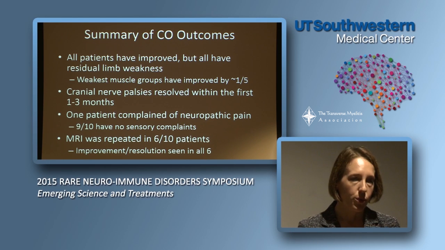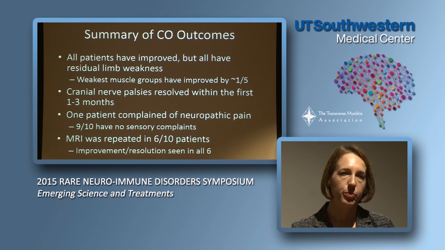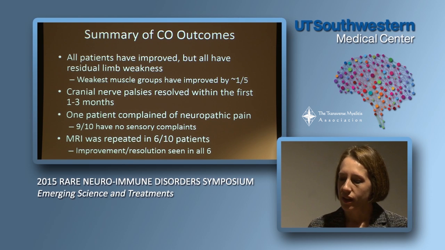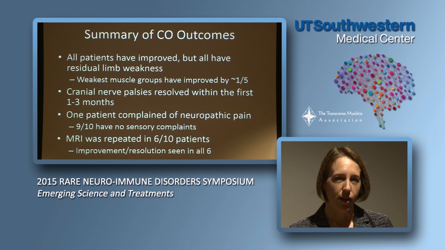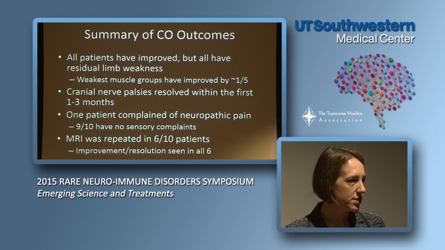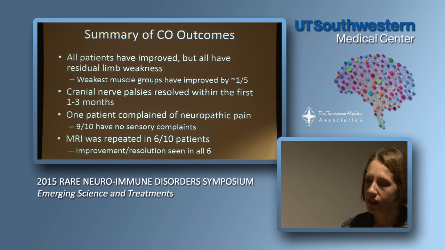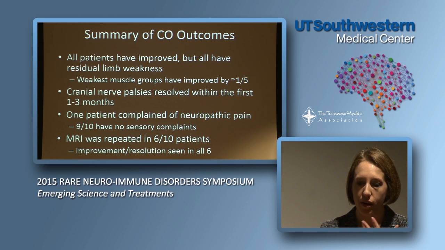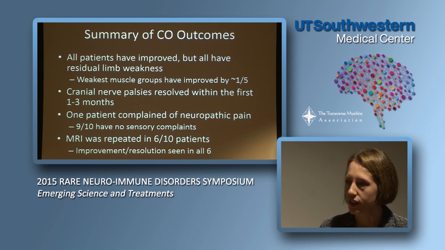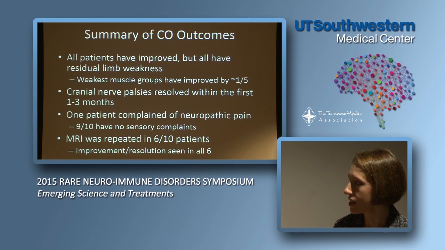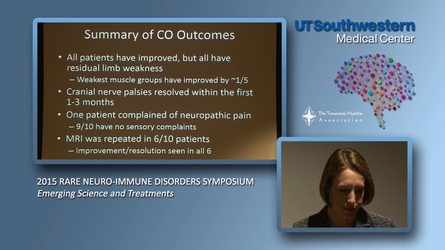And so what we found is that everybody's improved. But unfortunately, the patients with the most profound weakness have improved in a way that isn't making a lot of difference in their overall functioning. So they're still weak. The patients who had weakness of the muscles of their face and their throat are doing the best. They have had improvement. And thankfully, pain has not been a prevalent symptom, though one of our patients has continued to have pain over the last year.